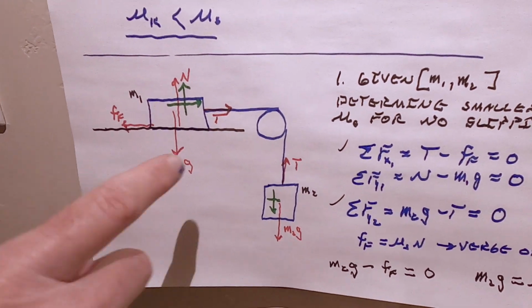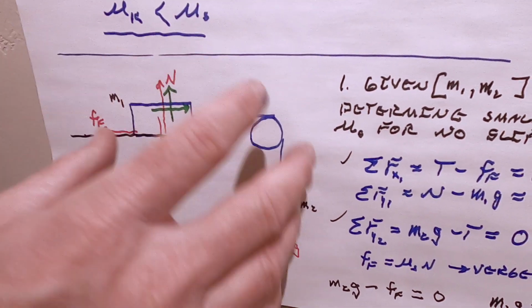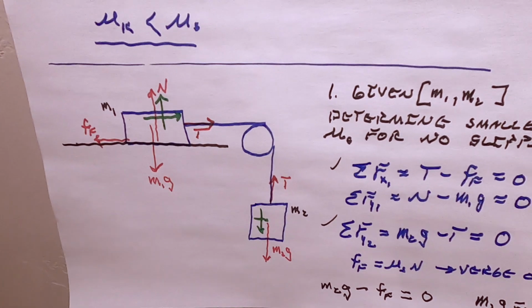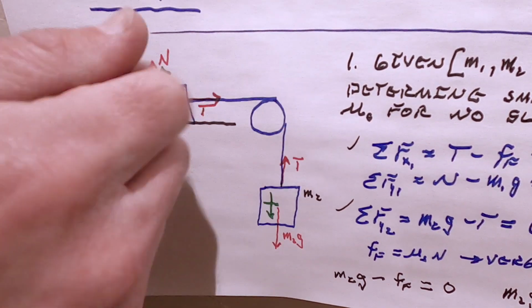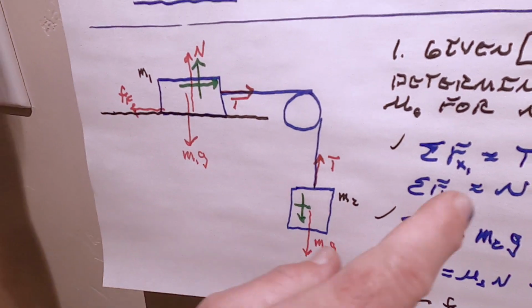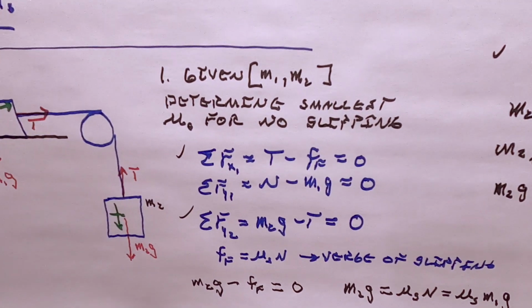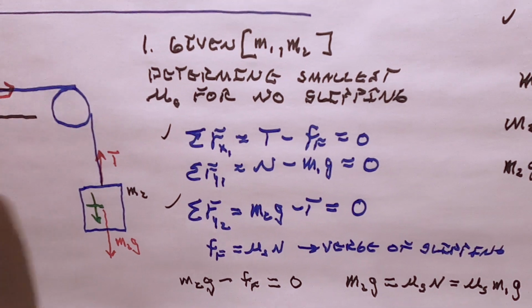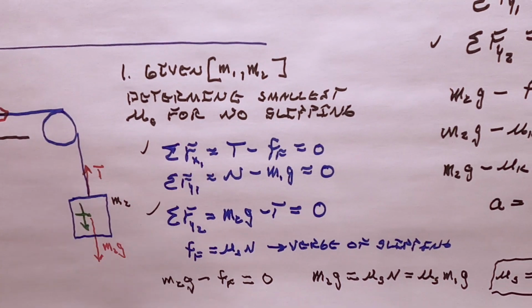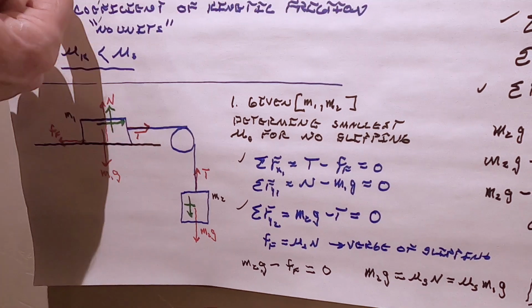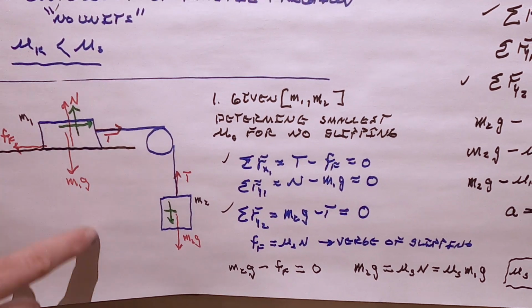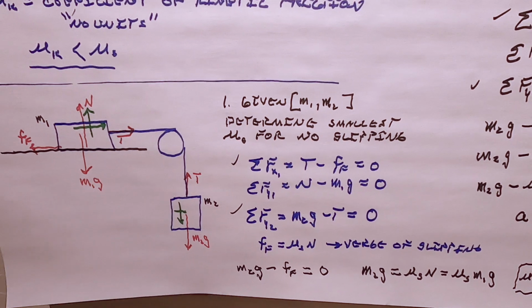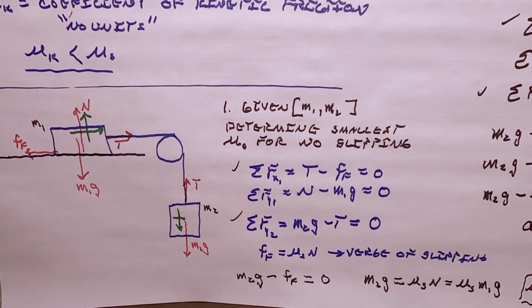So what we want to do is write out the forces. After we draw the picture, put the coordinate system in, now we write the forces. On this block, what do we have? We have T minus friction equals 0 right there because a is 0. This is the static case. Then we can look at the forces in the y. We have N minus m1 g, and that also equals 0. There's no acceleration here.